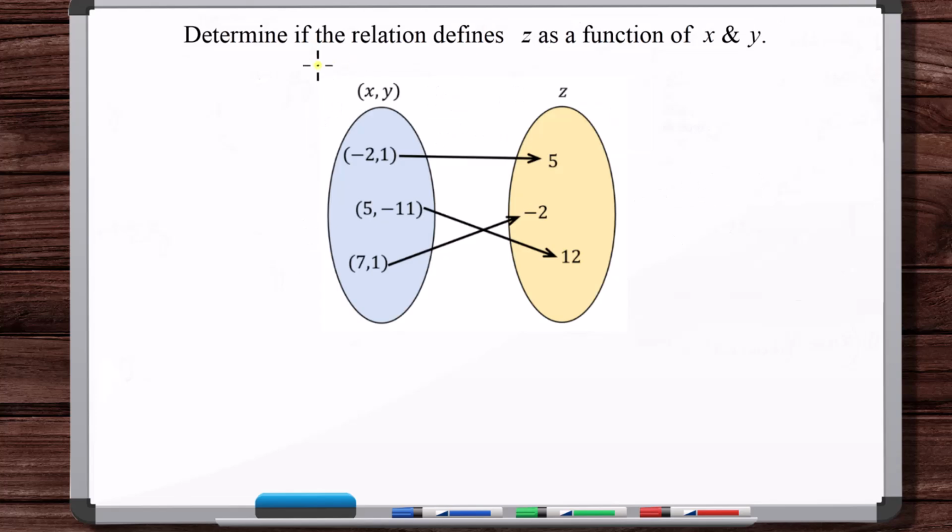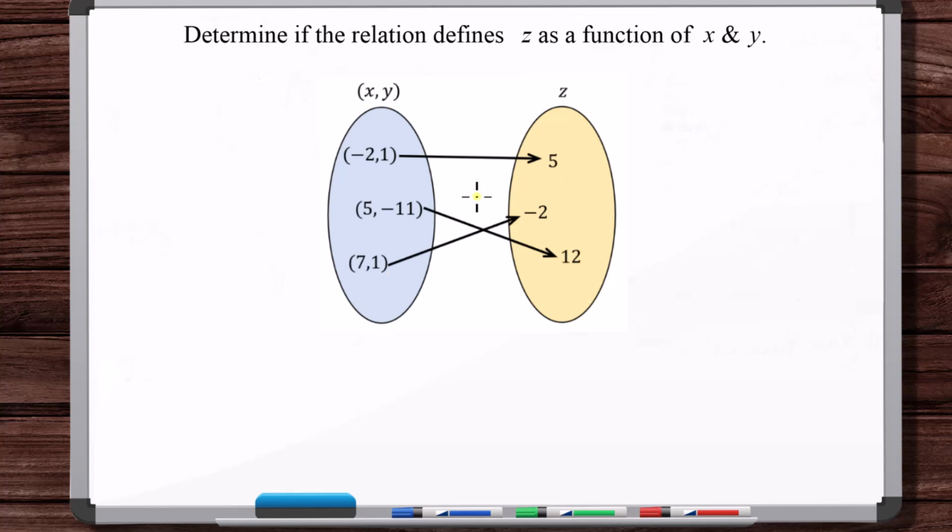Okay, so now for these problems, we want to determine if the relation defines z as a function of x and y. So in this case, the inputs are xy pairs, and the outputs are just the single z values. So you input an x like -2, 1, or 5, -11, or 7, 1. You could think about it as if this was an equation in 3 variables, you'd be inputting an x and a y and then solving for z.